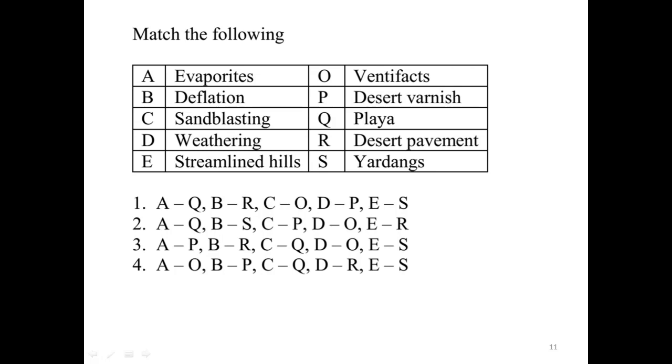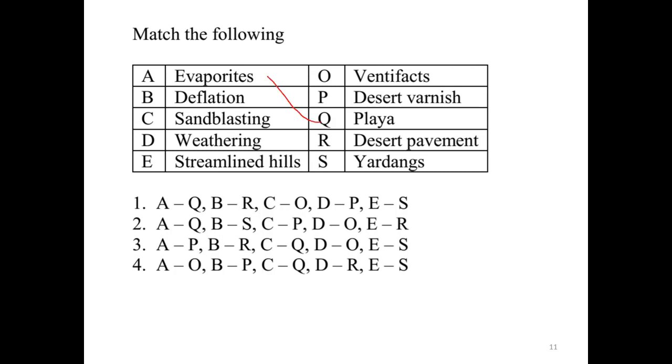Match the following. This is a very common question from geomorphology. It says evaporites, deflation, sandblasting, weathering, streamlined hills, and the options on the other side are ventifacts, desert varnish, playa, desert pavement, and yardangs. Okay. Evaporite deposits, we all know what they are and how they are formed. Extreme evaporation can lead to formation of evaporite deposits, and the best answer to this would be playa.